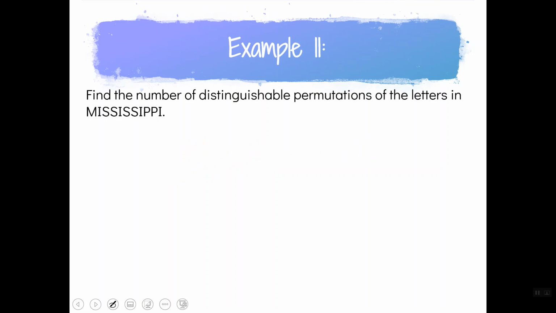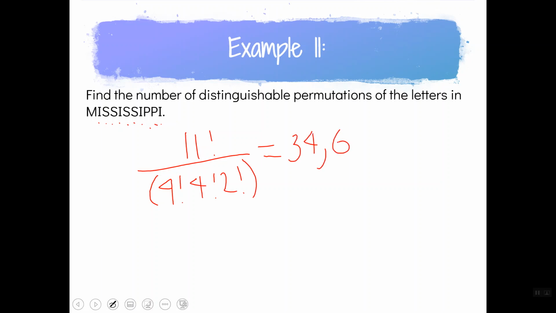Mississippi, however, is different. In Texas, all the letters were different. In Mississippi, we have a lot of repeats. We have 11 letters. But if you count them out, we have 1, 2, 3, 4 I's. And we have 1, 2, 3, 4 S's. And we have 2 P's. So if we do 11 factorial divided by 4 factorial, and 4 factorial, and 2 factorial, and those parentheses are really, really important, we get 34,650.